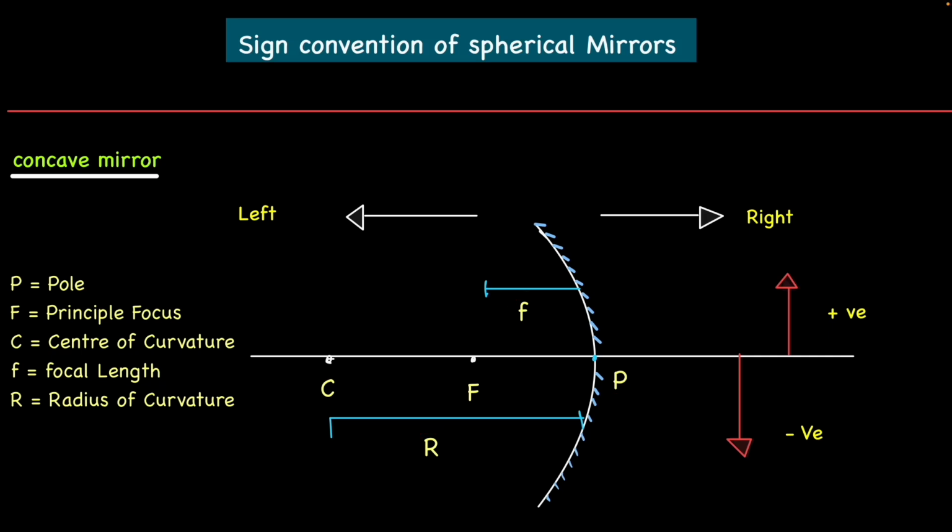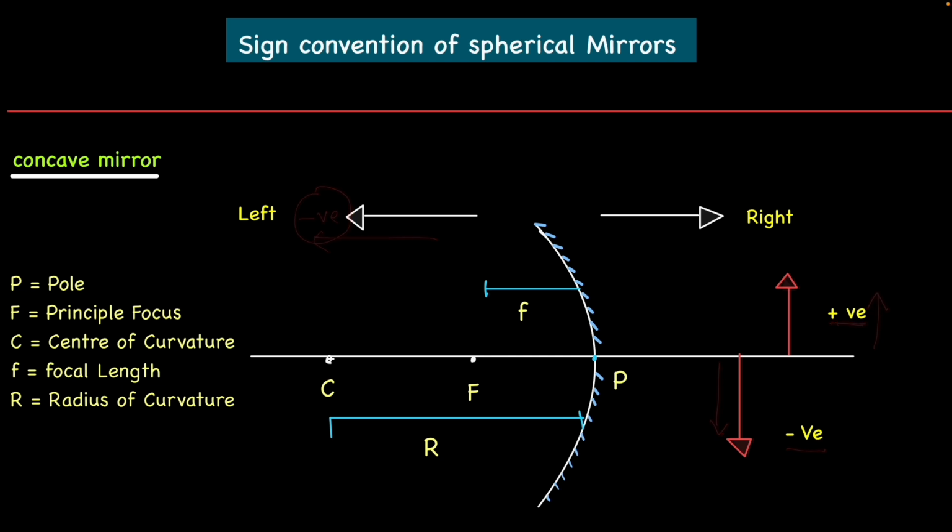In sign convention, right side of the pole is considered as positive. Left side of the pole is considered as negative. Upside from the principal axis is positive and downward direction of the principal axis is negative.